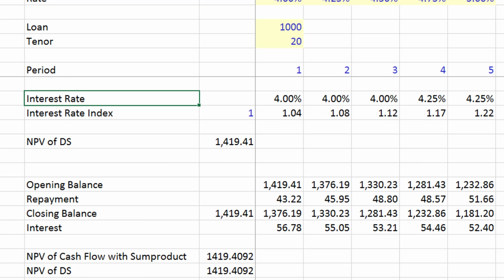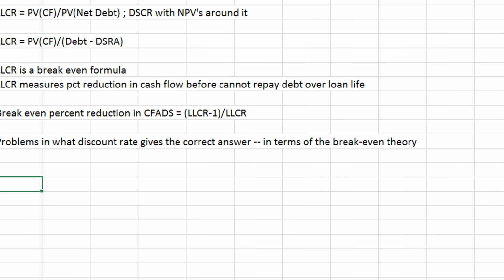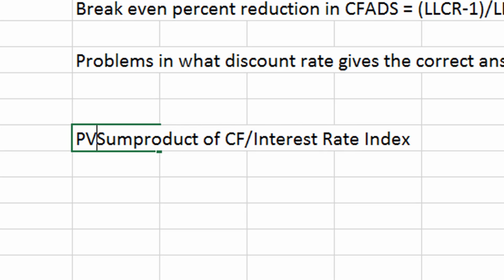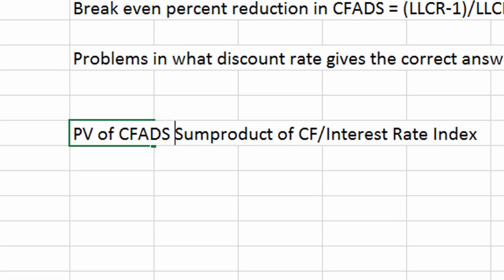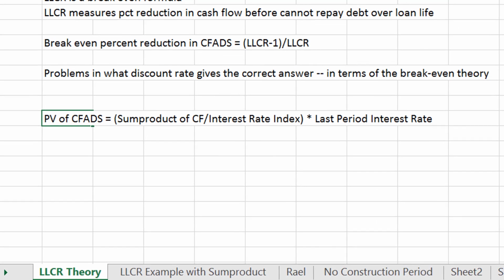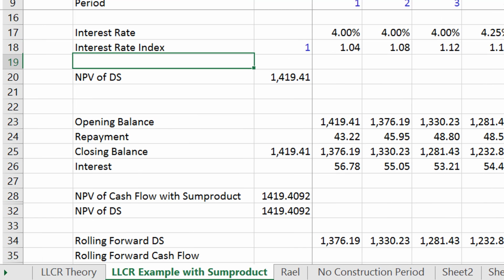So the lesson here is that what we do is take that sum product of cash flow divided by interest rate index, and then you take that whole thing, so the PV of CFADS, I didn't really tell you that, is this one multiplied by last period interest rate index.